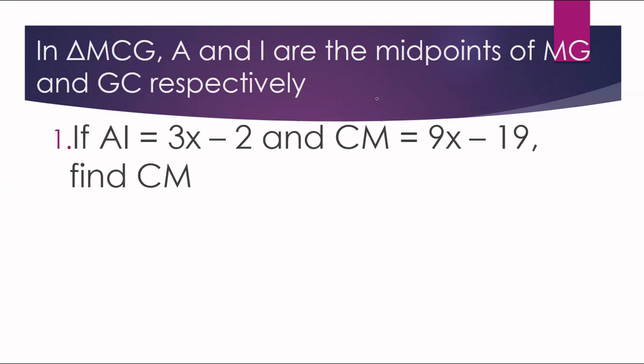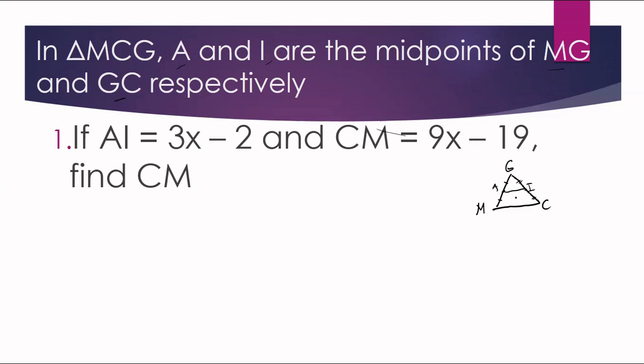So based on the description, our triangle is triangle MCG. So we have triangle MCG. A and I are the midpoints of MG. So it means A is the midpoint of MG. This is our MG. This is the midpoint. We have here A, so these are congruent. And then also, the midpoint of GC is I. Where is our GC? Yes, this is the midpoint and this is point I. So this is our illustration.